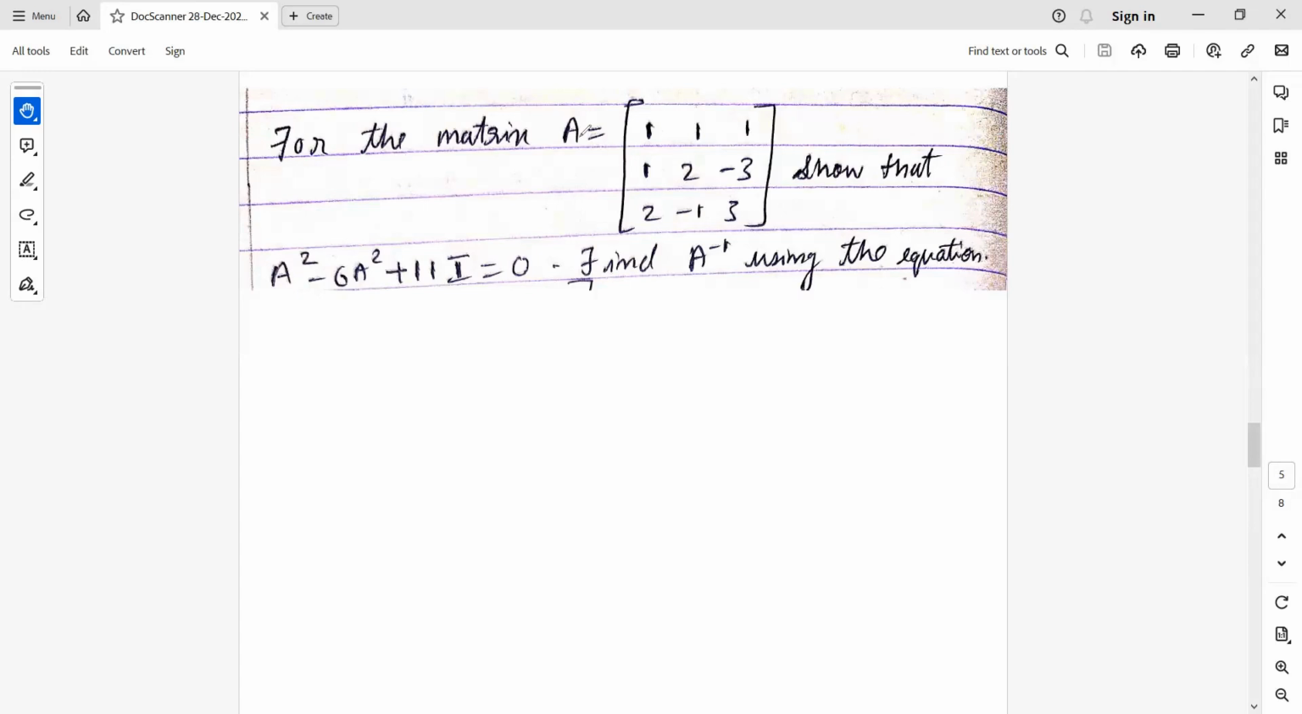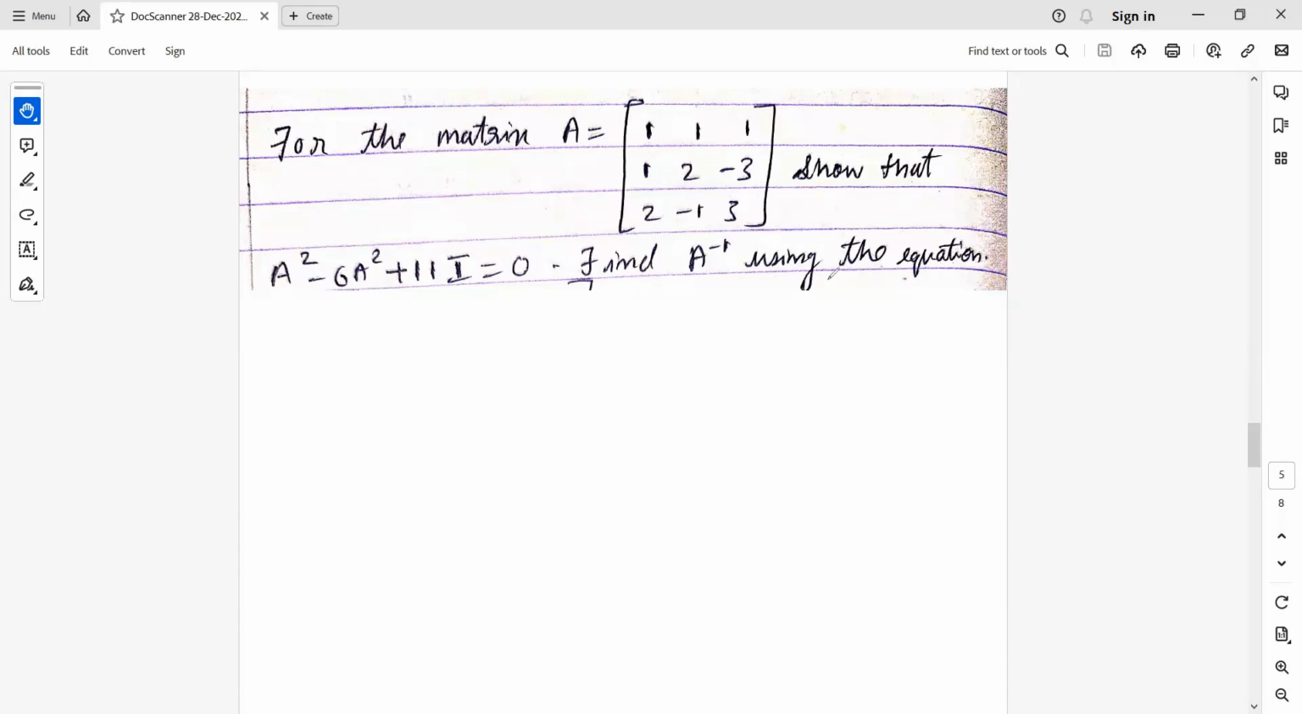For the matrix A equal to 1 1 1, 1 2 minus 3, 2 minus 1 3, we need to show that A cubed minus 6A squared plus 11I is equal to 0, and after showing this we need to find A inverse using the equation.